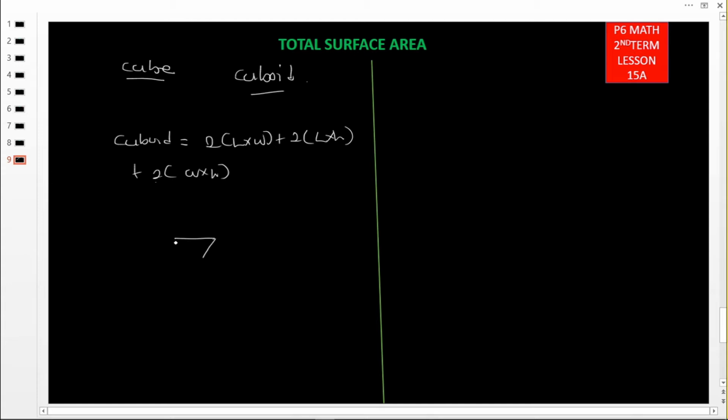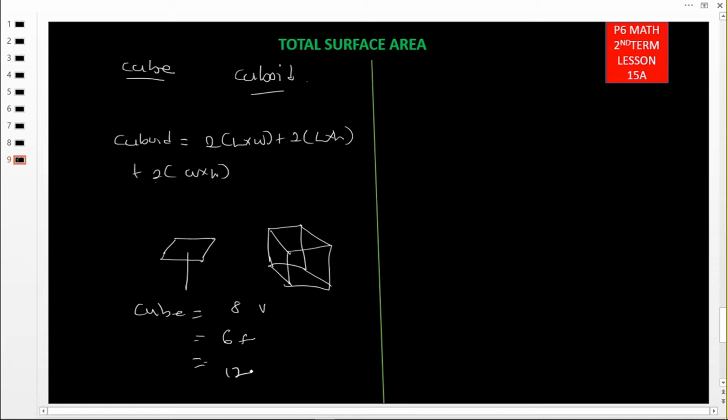A tube is like a cuboid, but the difference is all the sides of a tube are equal. So all the sides here are equal, meaning that we don't have the length, we don't have the width, but we call all of them sides. So they are like that of a square. A tube also has 8 vertices, 6 faces, and 12 edges. But the difference is the faces have similar dimensions.